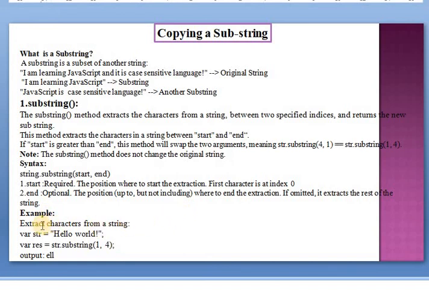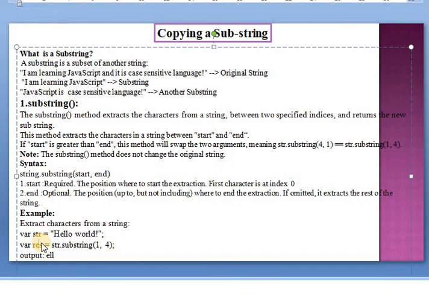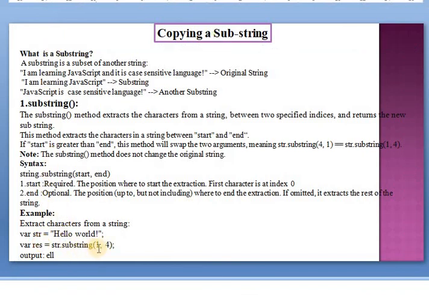An example of this method is extracting characters from a string. Here in this example, str is a variable and Hello World is the string assigned to that variable. And res is another variable which stores the substring method result, and here I am passing 1, 4. 1 is the start index, 4 is the ending index. It starts from 1, 0, 1, and ends at 4: 1, 2, 3, 4. It ends at the O, but it is not included. It is up to 4, so it returns ELL as a result.